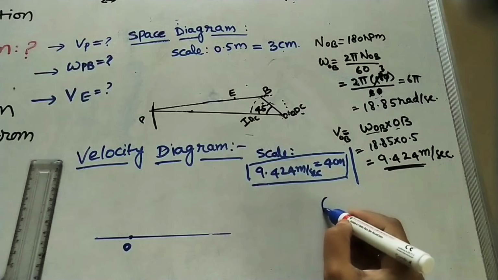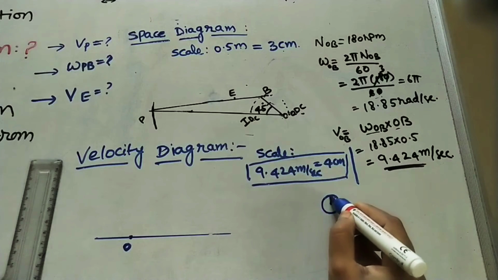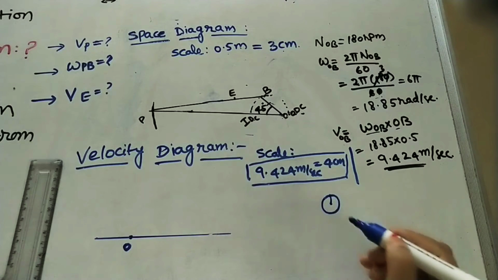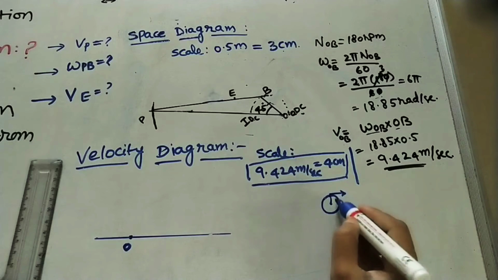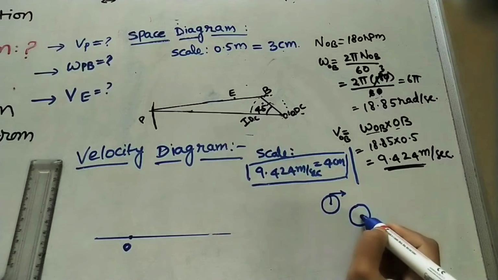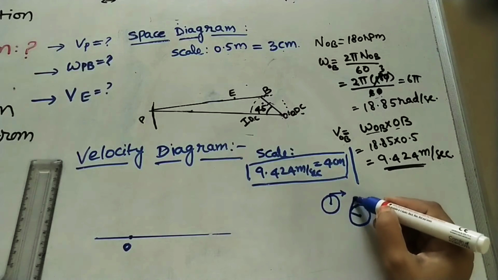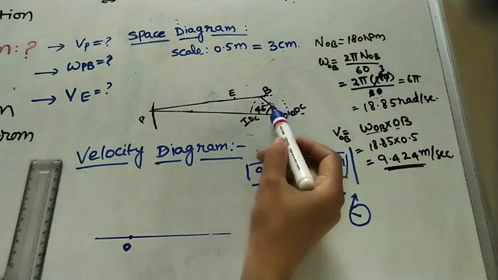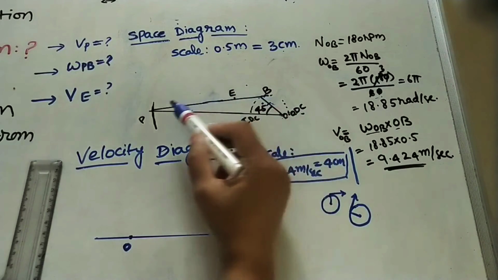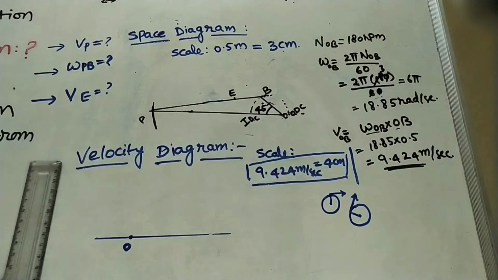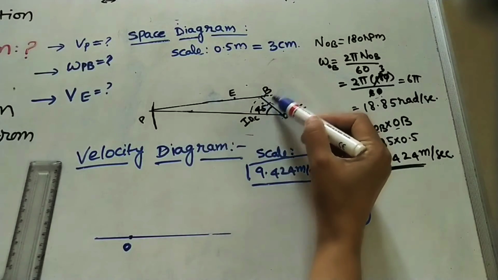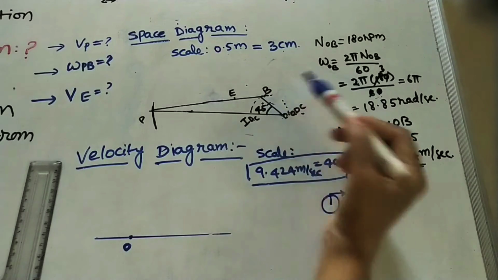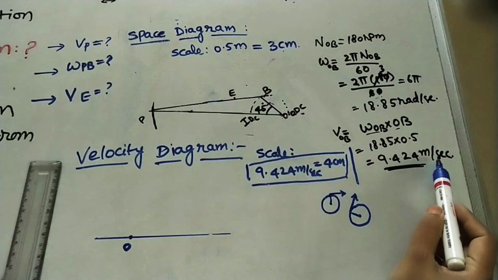Whatever velocities we are taking, those are perpendicular to the position of the link. If you are taking one wheel, the velocity here is in this direction, perpendicular to the link. Here the OB velocity is perpendicular to this link. How much is the OB velocity? It is 9.424 meter per second.